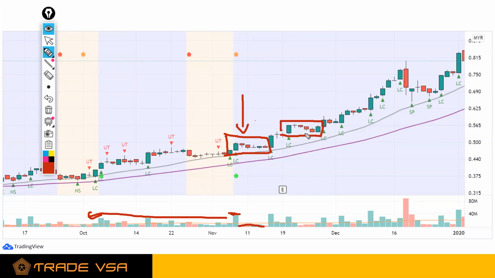Okay, but this is the one that's slightly far from the 20 MA. So this one is still the best for me. Okay, then second over here. Again, if you realize LC happens, it must support well, to ensure that the smart money is still key.